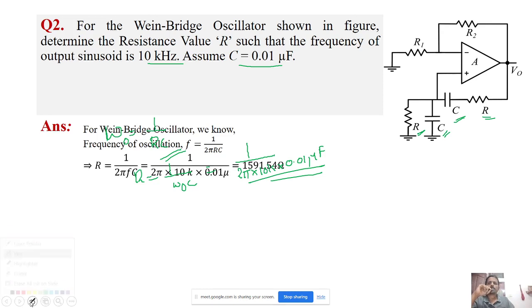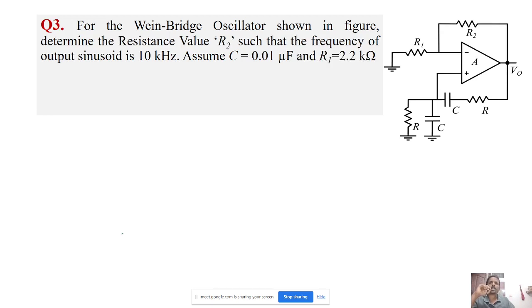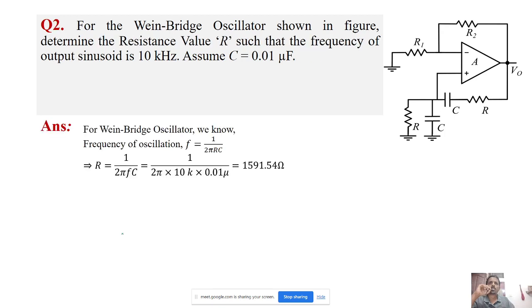Okay, so let me check. That is the solution given here. R equal to 1 by 2 pi FC, and on substituting we will get resistance 1.591 ohm. Okay, so that's it about this question. Coming to the third question. Both are same.